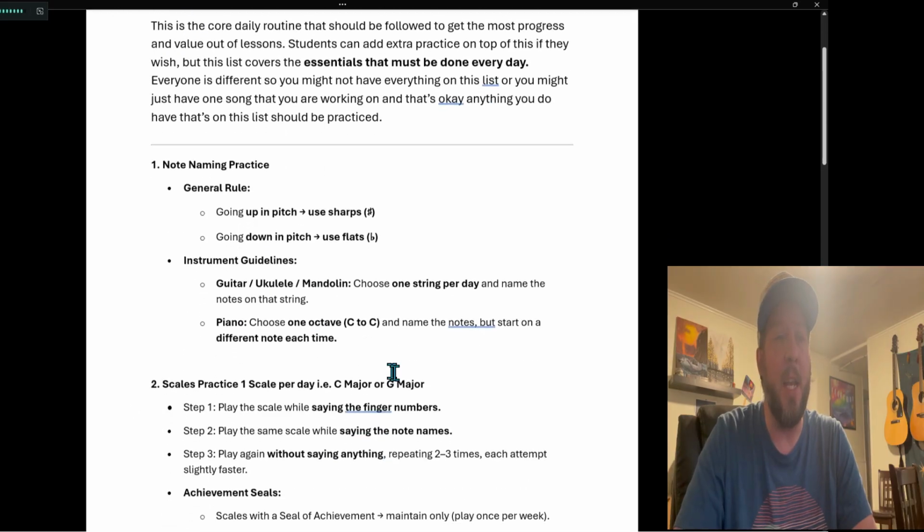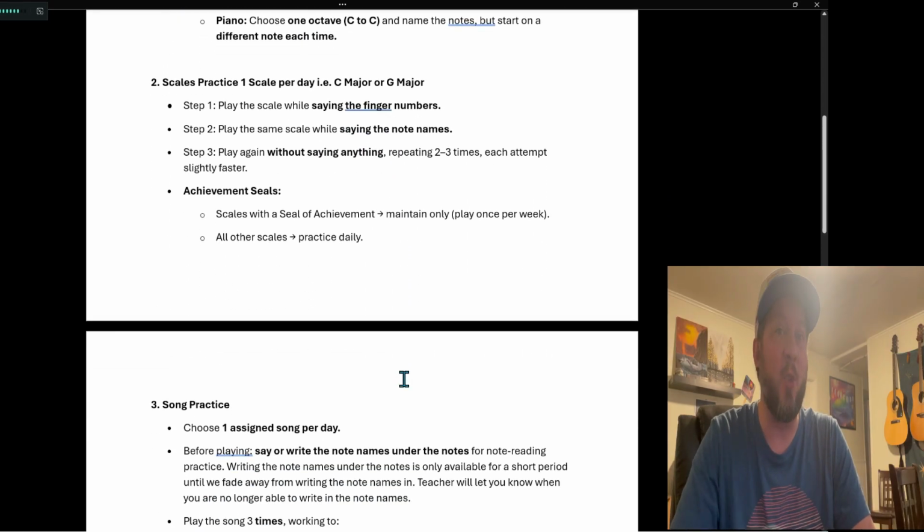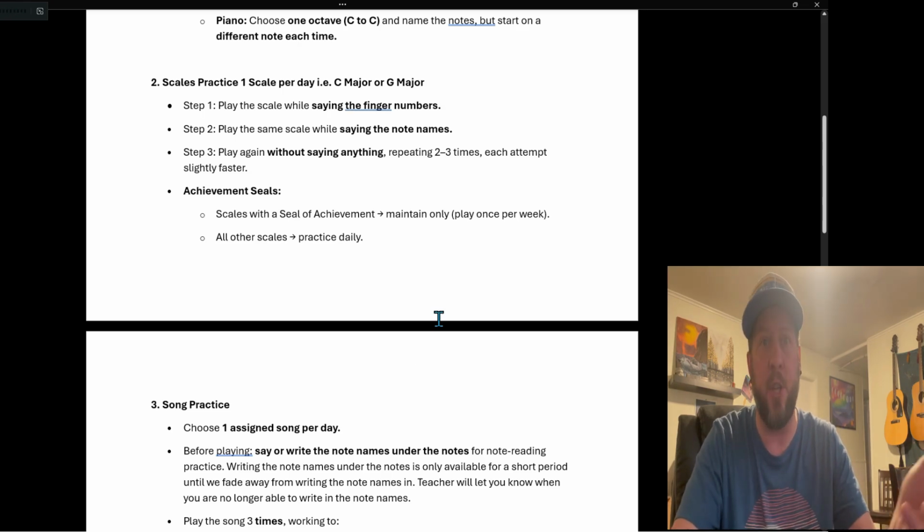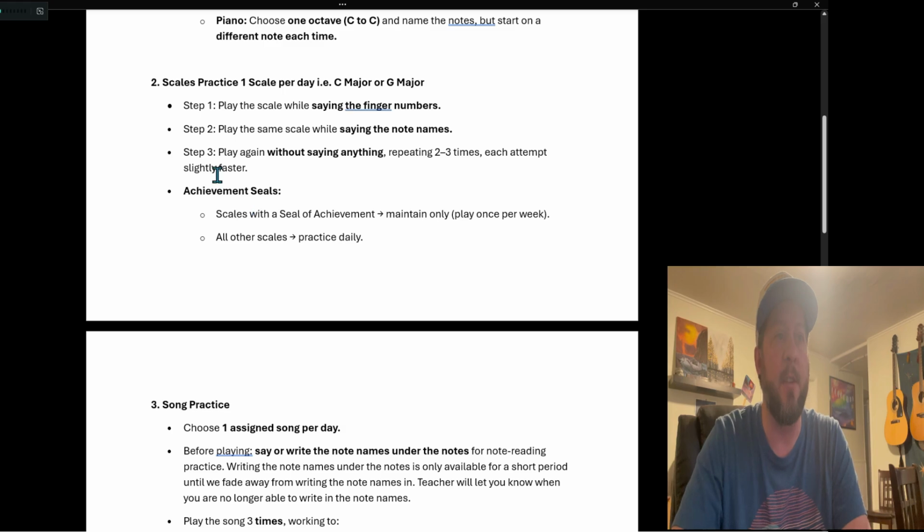Next up on our daily practice routine is going to be scales practice. You're going to be choosing 1 scale per day. For example, C major, G major, D major. You know, you're going to have those choices available to you. You might not have every scale readily available to do so, but you're going to have enough, right?